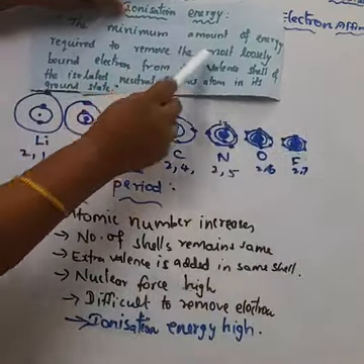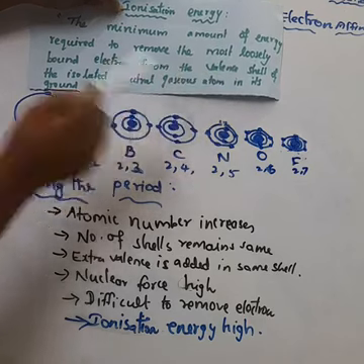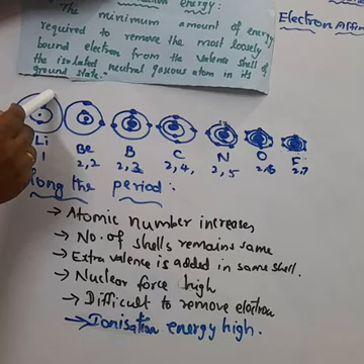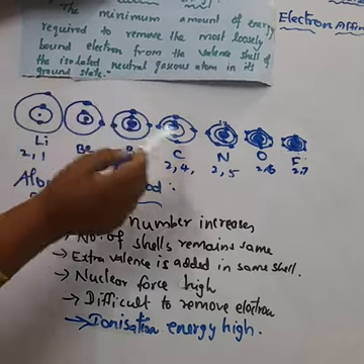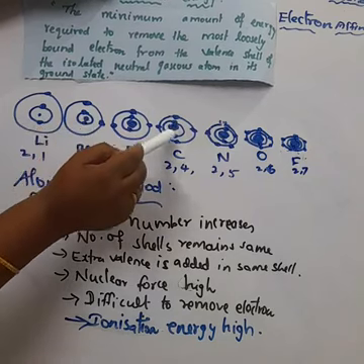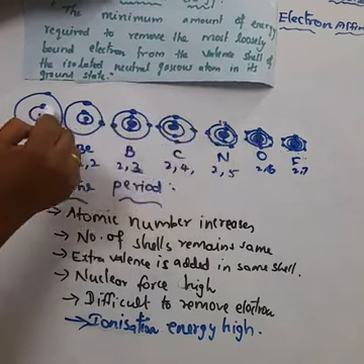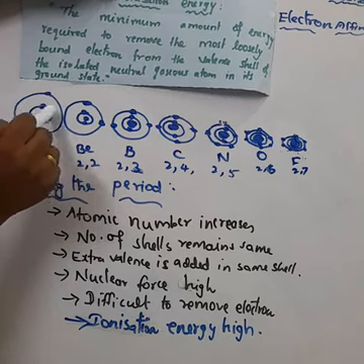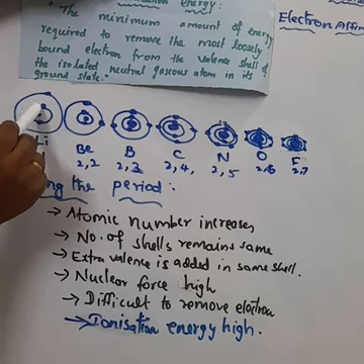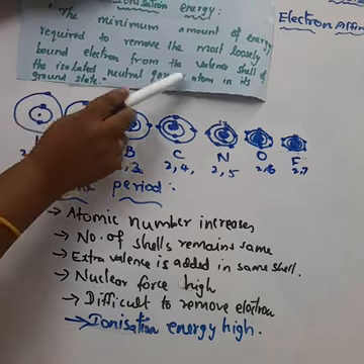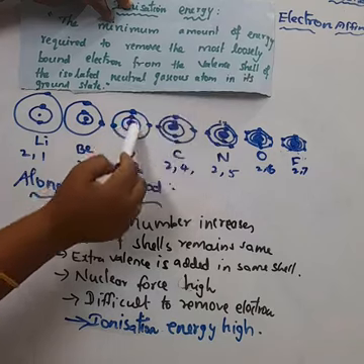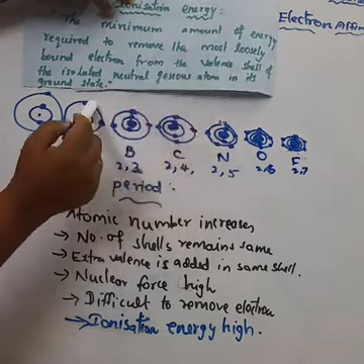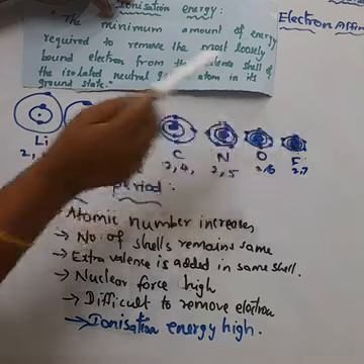What do you mean by the most loosely bound electron? It means the electron present in the outer shell. The inner shell electrons are tightly attracted, because they are very close to the nucleus. So the nucleus attracts them with a greater force towards itself. These are the tightly bound electrons, the inner shell electrons. So loosely bound electrons means the outer shell electrons, the valence shell electrons.